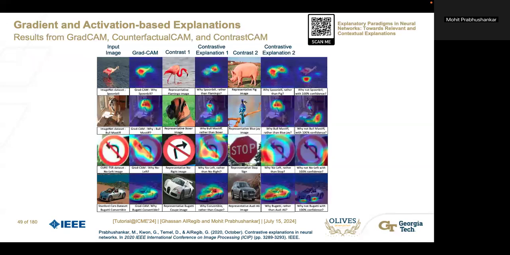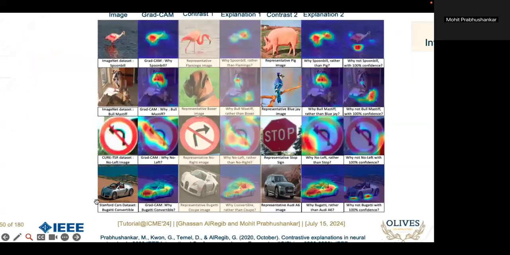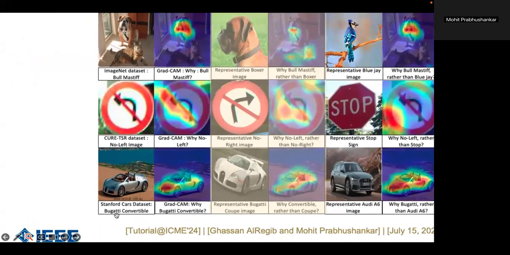So in this case, we have a couple of examples here. Most of them you have seen before, so I won't go through them. And most of them are also very human interpretable. So in this, at the bottom case, I don't know if it's very visible, you have the Stanford Cars dataset, and this image belongs to that of a Bugatti Veyron. So Bugatti convertible, sorry. So if you ask why Bugatti convertible, it's going to show you the important aspects.